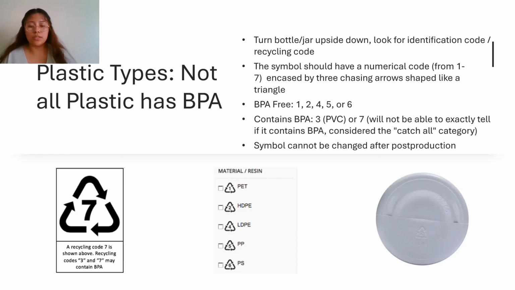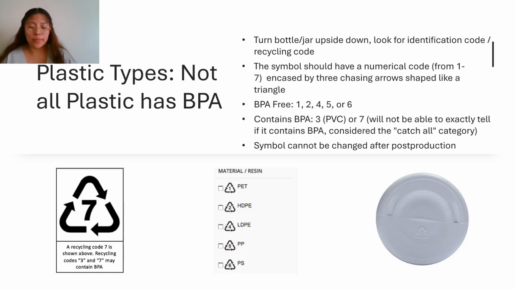And these are some of the plastic types, and not all plastic has BPA. There are different types, and you can check if the bottle you have has BPA in it. All you have to do is turn your bottle or jar upside down and look for an identification code, also known as a recycling code. There should be a little symbol with a numerical code from 1 through 7 encased by three chasing arrows shaped like a triangle.